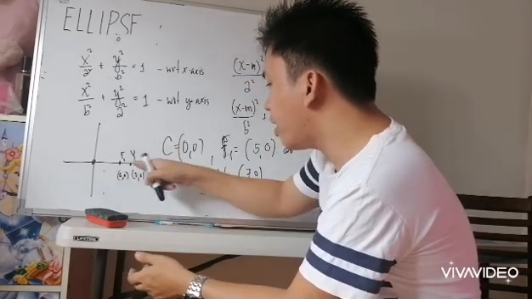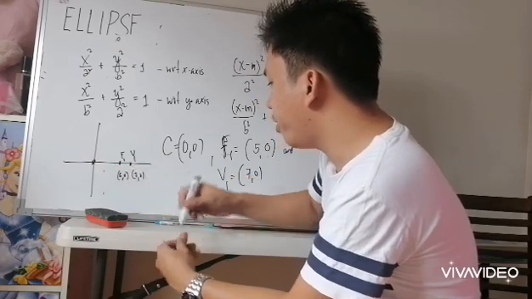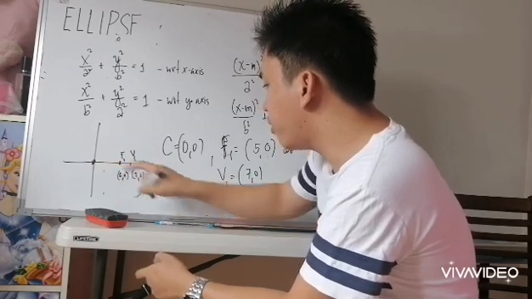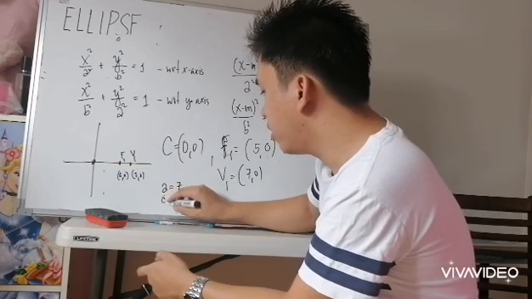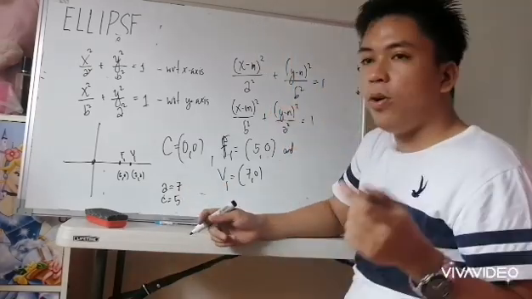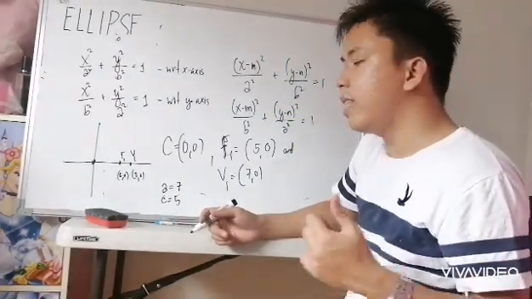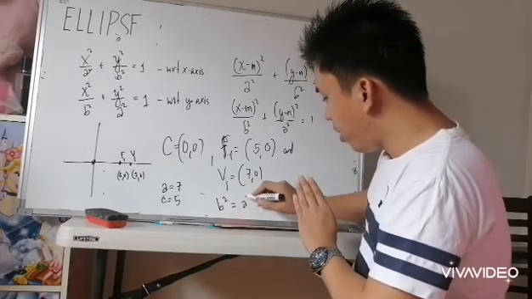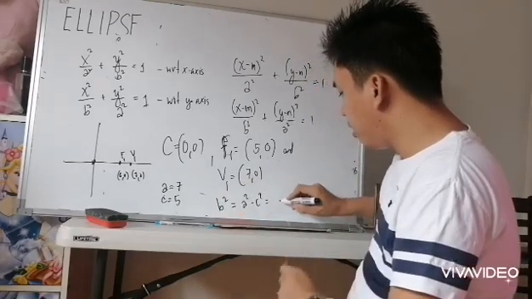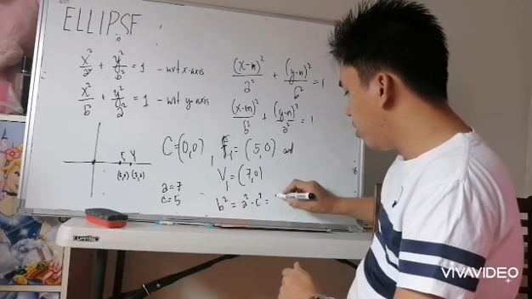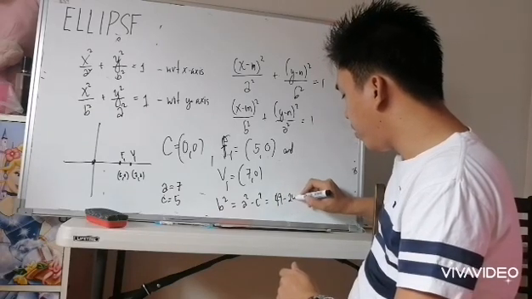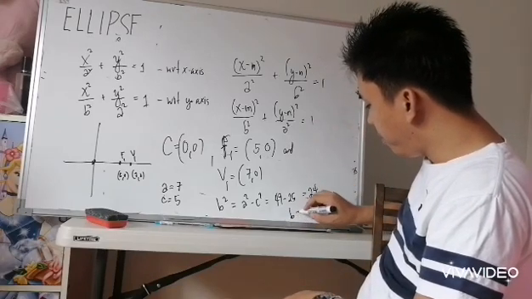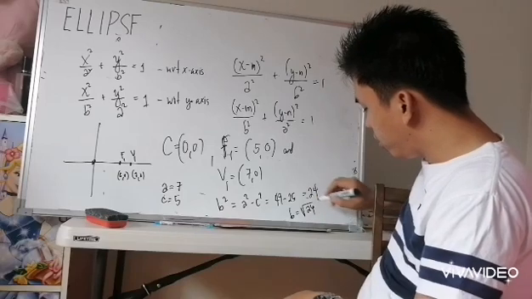This already tells you that the distance from the center to the vertex is 7, and the distance from the center to the focus is 5. So you already have the values of a and c. So how do we get b? That's a squared minus c squared, so you'll get 49 minus 25, which is 24. Therefore your b is the square root of 24.